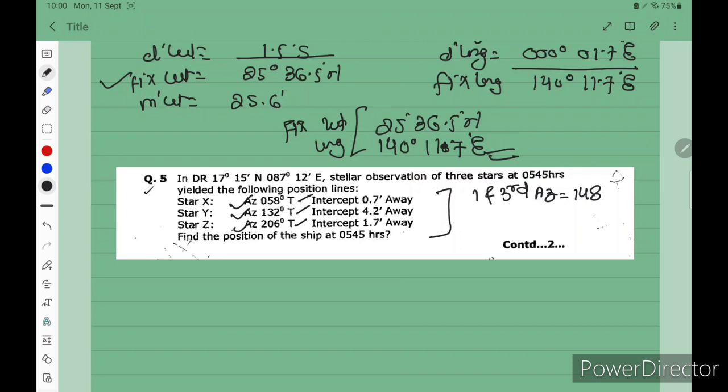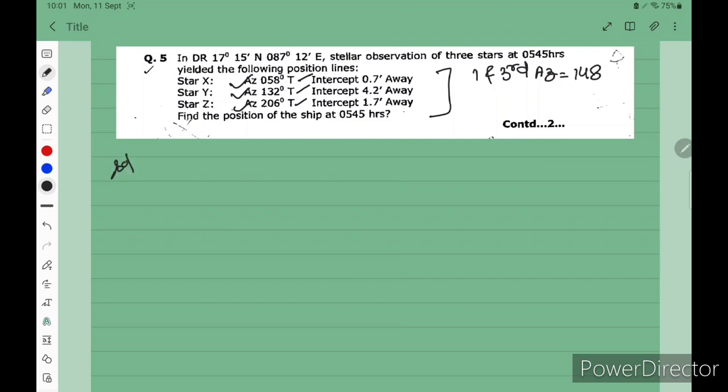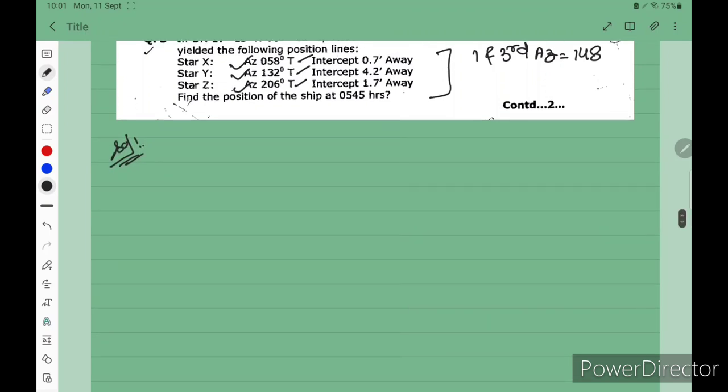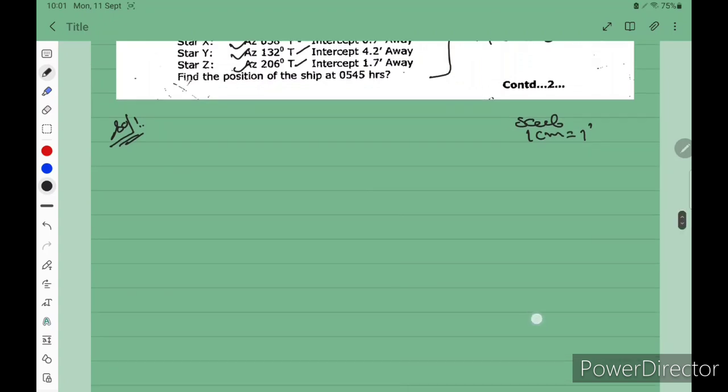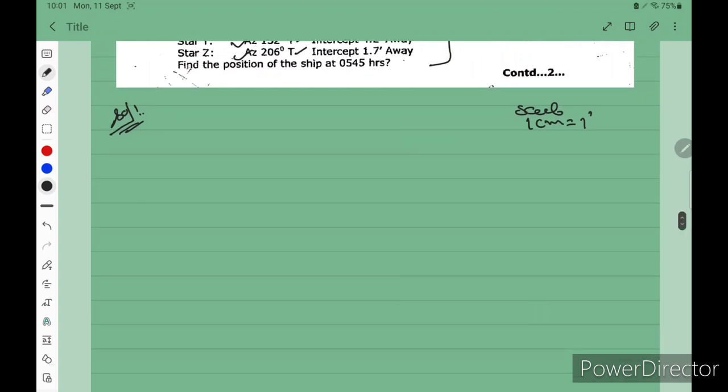Now we'll solve this type of numerical. So let's say solution. Scale is very important. Say scale is 1 cm equal to 1 minute. You can take whatever you like. Now I have to plot DR latitude and DR longitude.